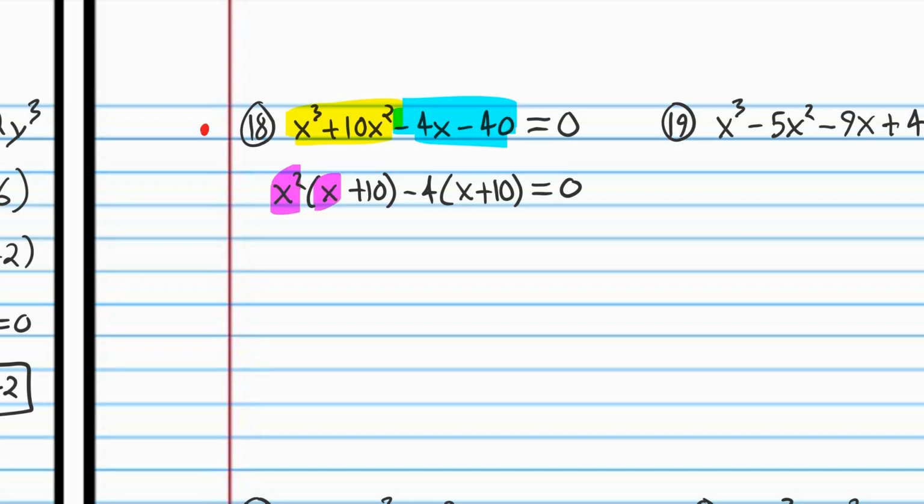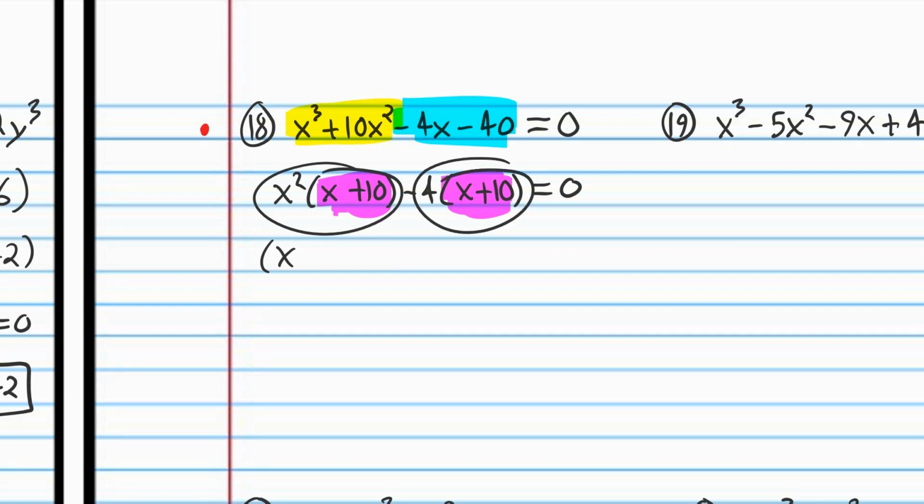x squared times x is x cubed. x squared times 10 is 10x squared. -4 times x is -4x. -4 times 10 is -40. So we got these terms in each case, so it works. All right, so now you see we have x plus 10 and x plus 10 as a common factor. So we can factor out the x plus 10 from both of these terms. Whoops, x plus 10 that should be. And we're left with x squared minus 4.